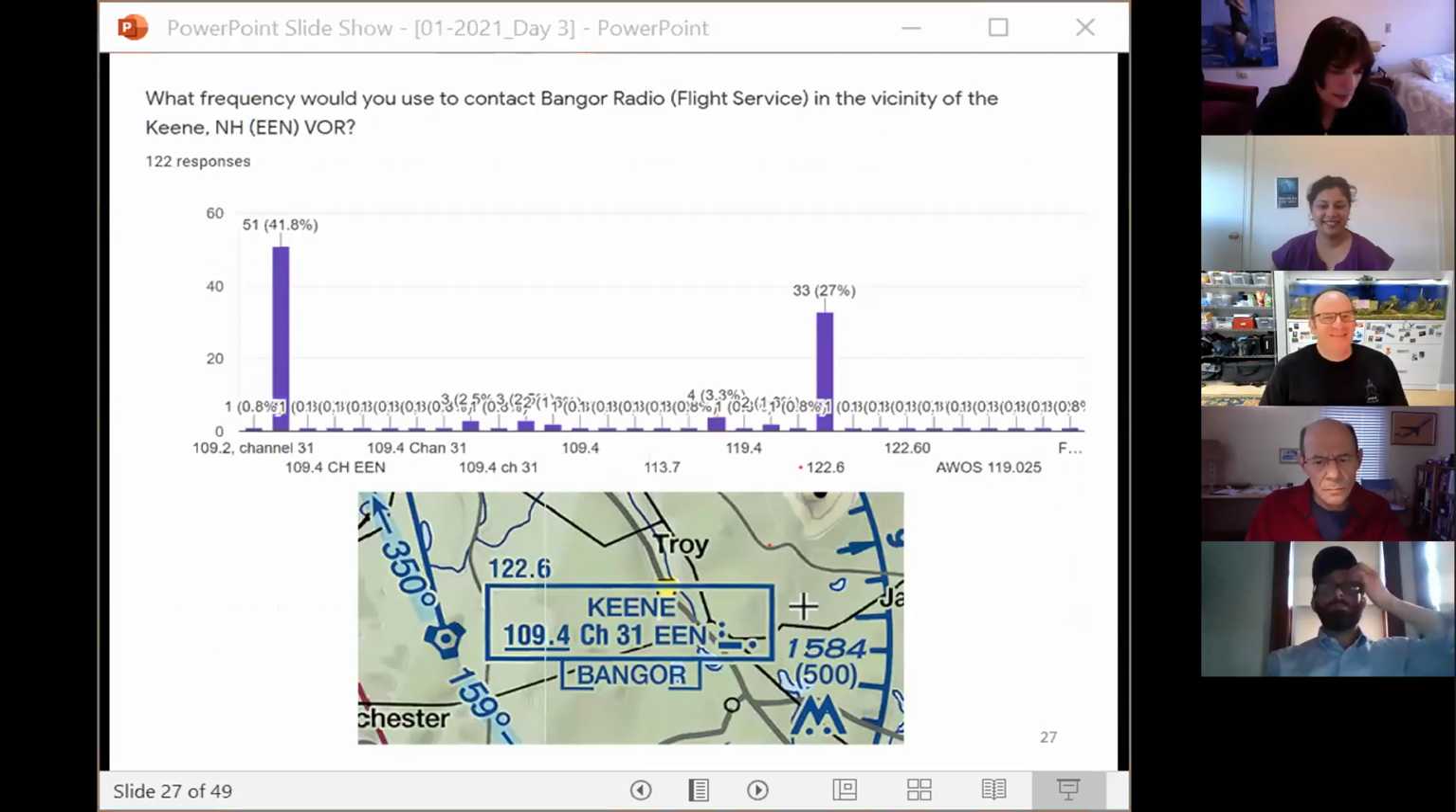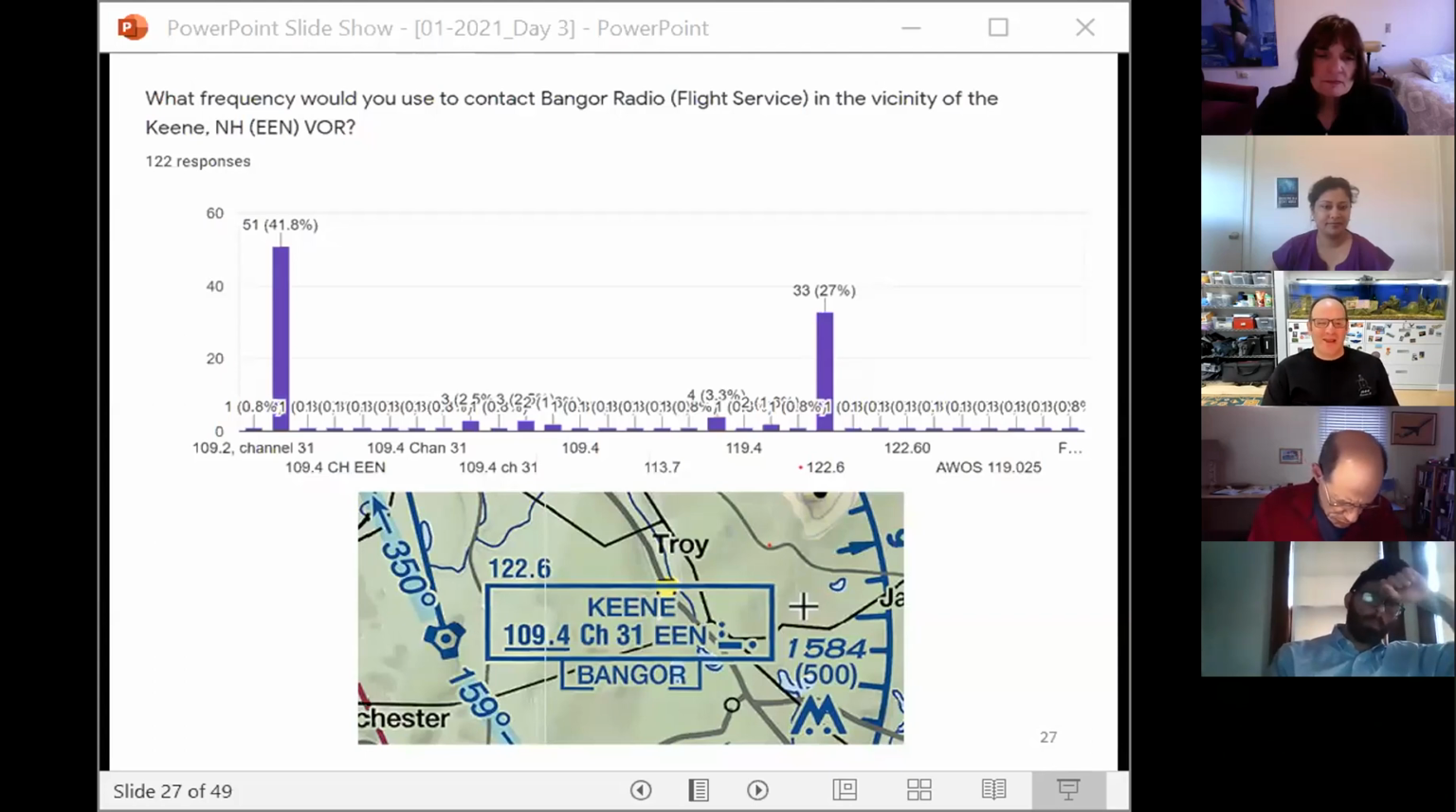First of all, the frequency to receive the Keene, New Hampshire VOR is just 109.4. The 122.6 on top is the frequency to communicate with Bangor radio. Out of 122 responses, we seem to have had at least 20 different answers. Some of them might be the same answer typed differently. But anyway, just below the VOR block, it says the name of the flight service station with which you're communicating.